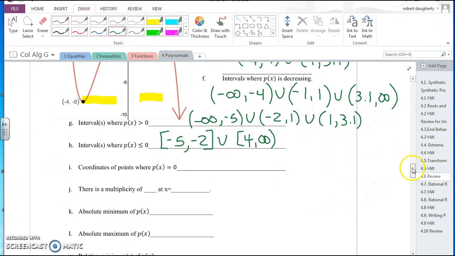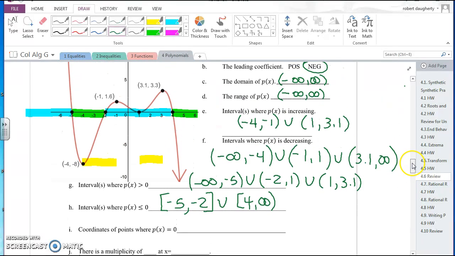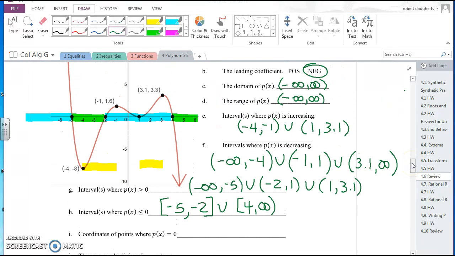Where are the points where the function equals 0? That is, where are the roots? Where is it equal to 0 on the x-axis? So those points are at -5, 0. It looks like -2, 0, 1, 0, and 4, 0. Those are the x-intercepts. That's where y is equal to 0.